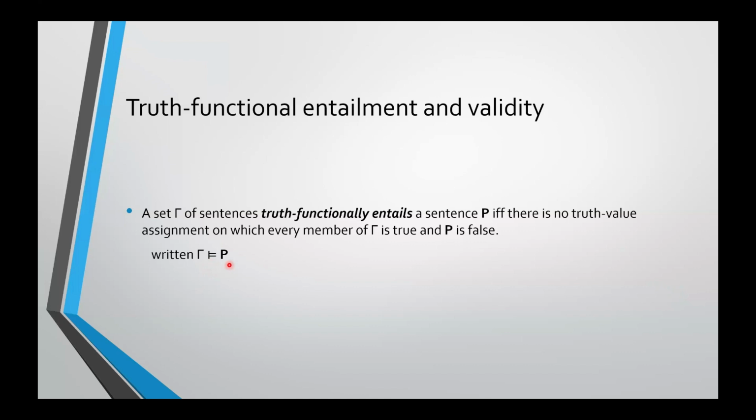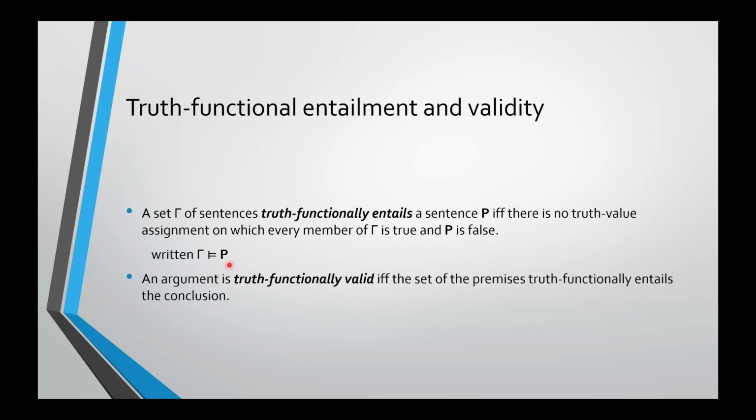If gamma is infinitely large, then one of the corollaries of the compactness theorem is that if gamma truth functionally entails P, there is a finite subset of gamma that also truth functionally entails P. Validity is then defined in terms of entailment. An argument is truth functionally valid if and only if the set of the premises truth functionally entails the conclusion.